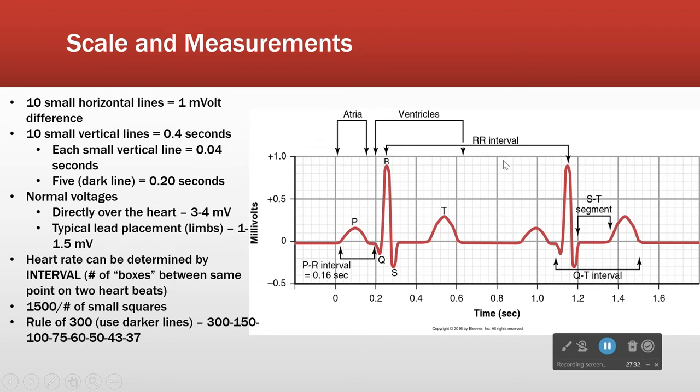The vertical lines are time, also standardized. The heavy dark lines, each of those is 0.2 seconds. Each smaller line is 0.04 seconds. So you can count 1, 2, 3, 4, 5. So there's 5 of 0.04 seconds, which means that's 0.2 seconds. The normal voltages directly over the heart, we'll see 3 to 4 millivolts. Out towards the limbs, the electricity has further to travel, so we're going to see a lower amplitude, or height and depth, of the tracing.